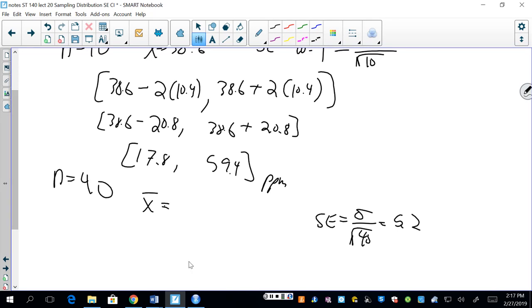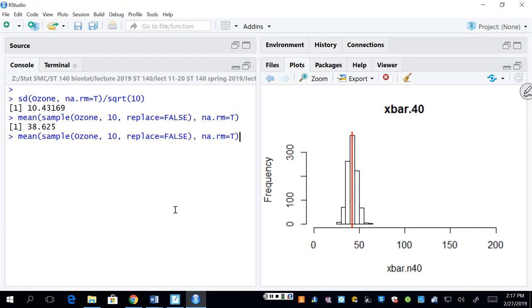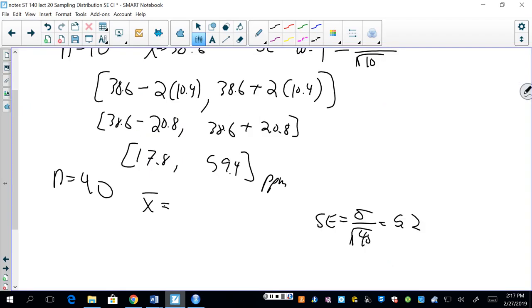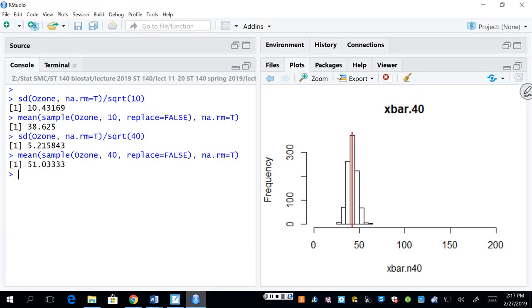So let's just take a quick sample here. A mean of, I can verify this if I divide by 40. 5.2 is what I get if I take a sample of size 40. This time I got 51. So I got it a little bit on the high side. 51.0 as an average value of X bar. 51.0. That's what I said, right?